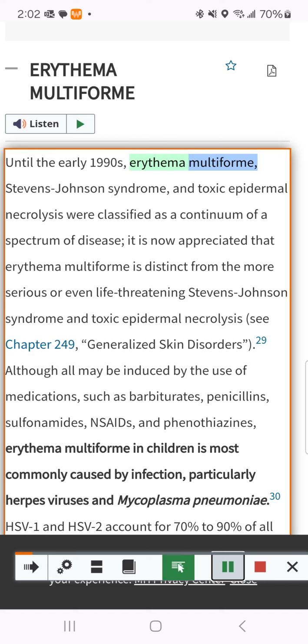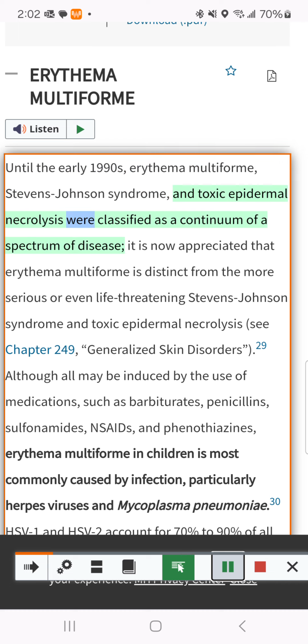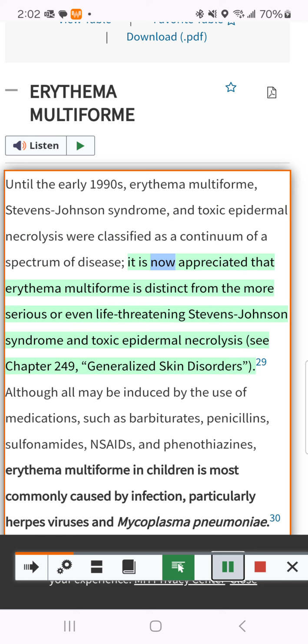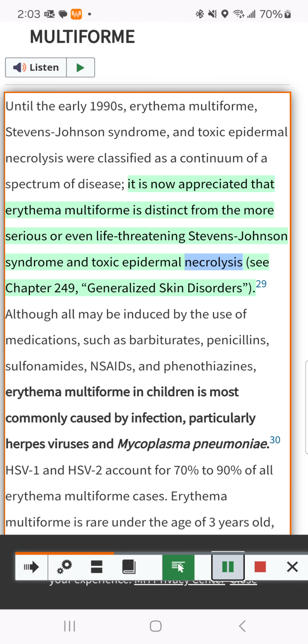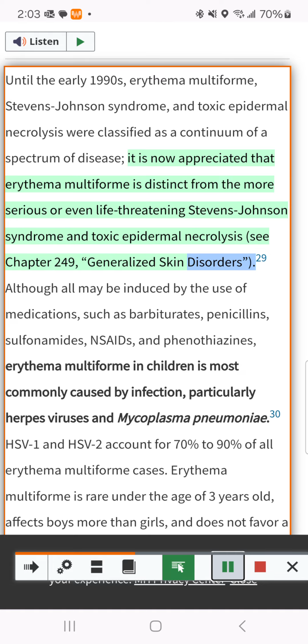Until the early 1990s, erythema multiforme, Stevens-Johnson syndrome, and toxic epidermal necrolysis were classified as a continuum of the spectrum of disease. It is now appreciated that erythema multiforme is distinct from the more serious or even life-threatening Stevens-Johnson syndrome and toxic epidermal necrolysis, see Chapter 249, generalized skin disorders.